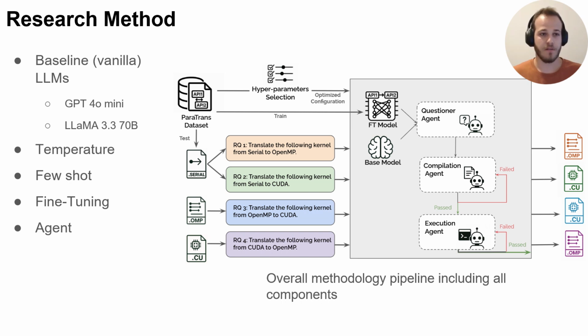And so what we did in our research is we started with GPT-4o Mini and Llama 3.3 70 billion as the base models. And we tried to look at different approaches to improve their performance and see if we can build this translation pipeline using these LLMs. The different approaches we looked at were temperature changes, few shot examples, so adding examples of how to translate into the prompt, and then we bring out the big guns with fine-tuning the model and a very simple agent pipeline to make the model interactive. And you can read a lot more about all these approaches in our paper.